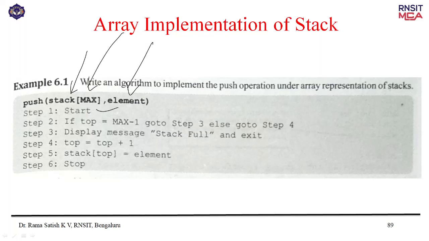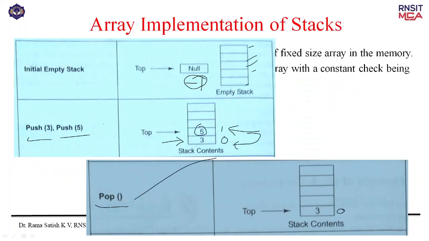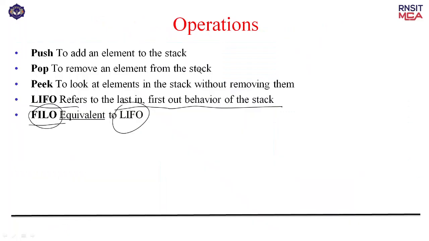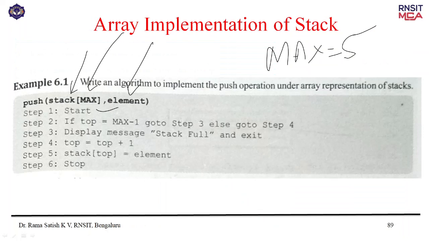Suppose in our example, 5 is the maximum size. As we have seen, 1, 2, 3, 4, 5 element spaces are there. So this 5 is the maximum size that we can hold. You check whether the top has reached max minus 1, since we start from 0, positions 1, 2, 3, 4.